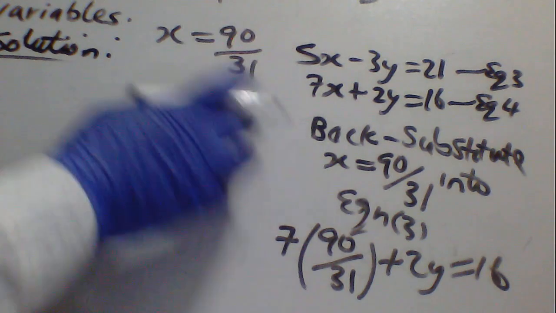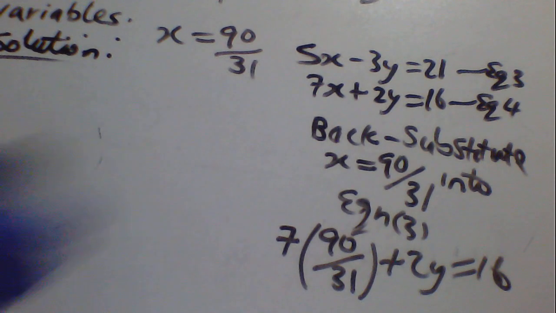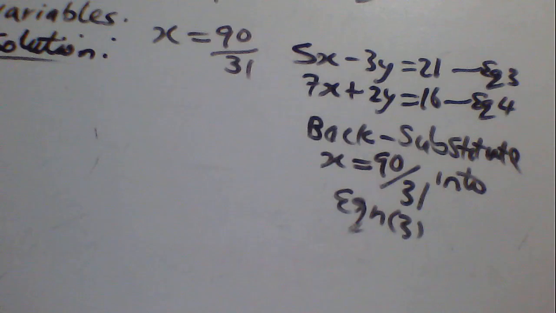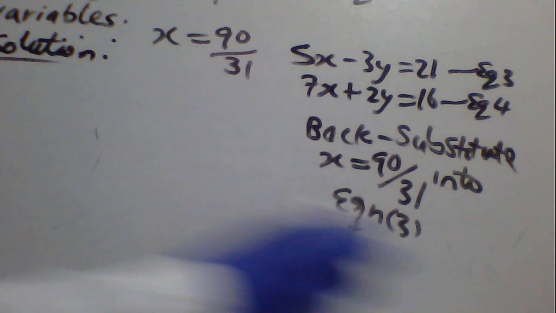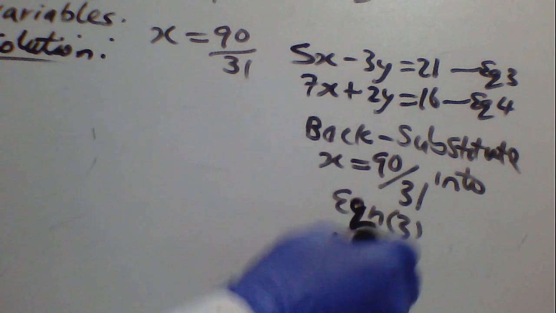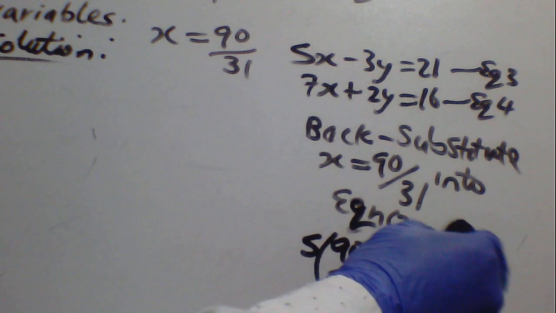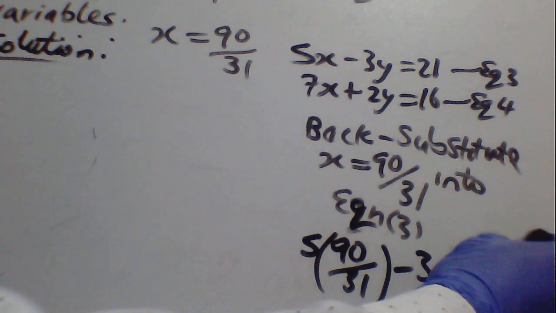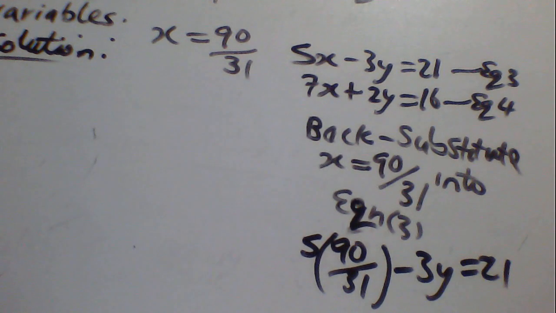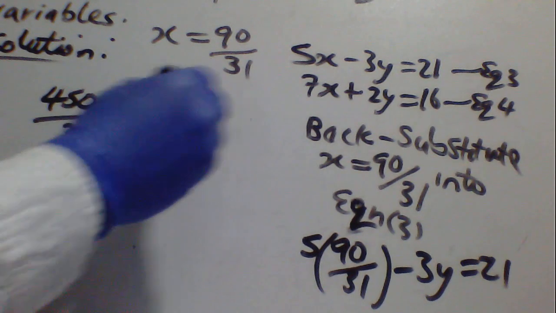remember we back substitute, sorry, let's back substitute in equation 3 for simplicity. This is equation 4, I said equation 3. So back substitute in equation 3. We have 5 in bracket 90 over 31 minus 3y is equal to 21. So bringing it up, 5 times 90 will give us 450 divided by 31 minus 3y is equal to 21.